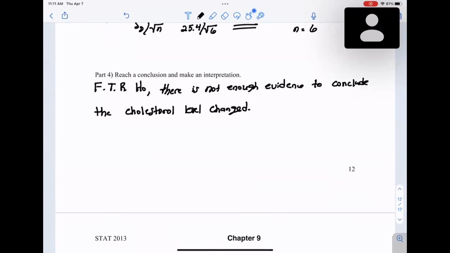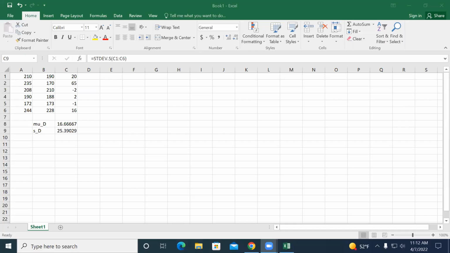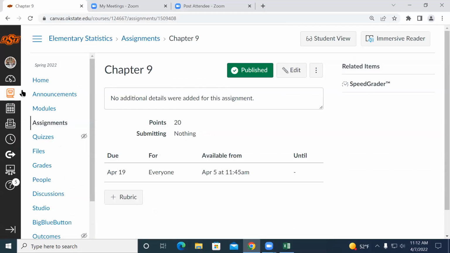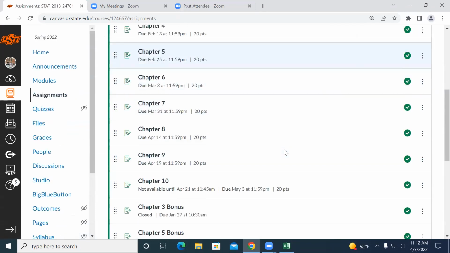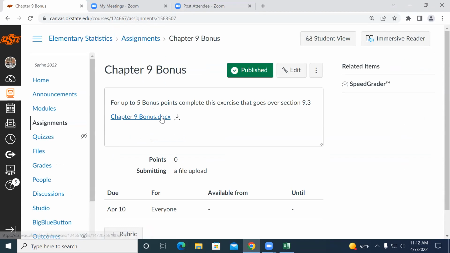Do y'all want to work on the bonus problem in class? Okay, y'all can talk together with your people about it. I'm going to show you what it is. So let me stop sharing it on my iPad real quick. I'll share the screen on this. Okay, the bonus question should be posted under assignments and go down to chapter 9 bonus. And then it's right there.